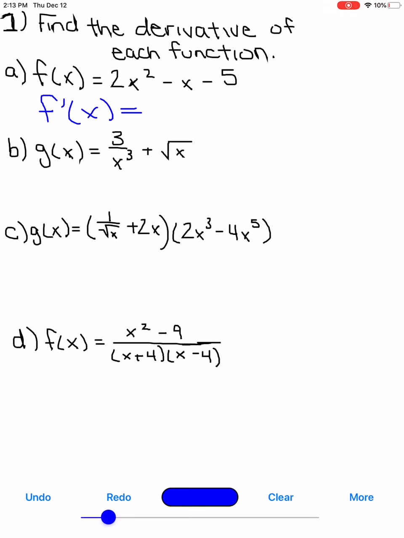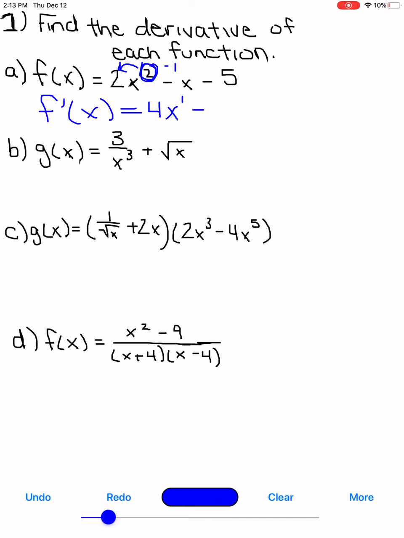So for 2x squared, we will take the 2, multiply it by the 2 in front, so we'll have 4x. Then we'll take the 2 exponent and minus 1. So it'll be 4x to the 1, or just 4x. Then we'll move on to the negative x. Don't forget your negatives, so we'll do minus x.